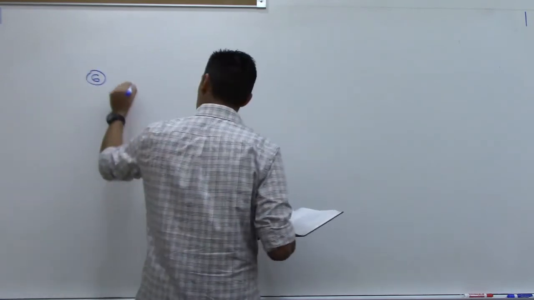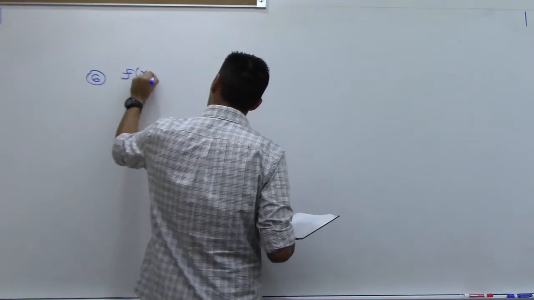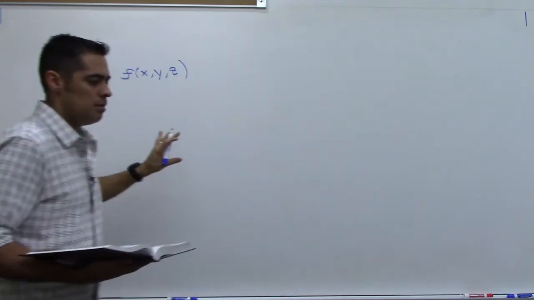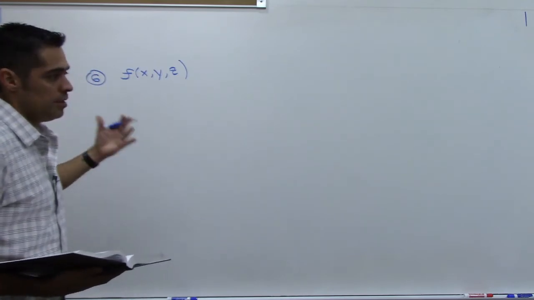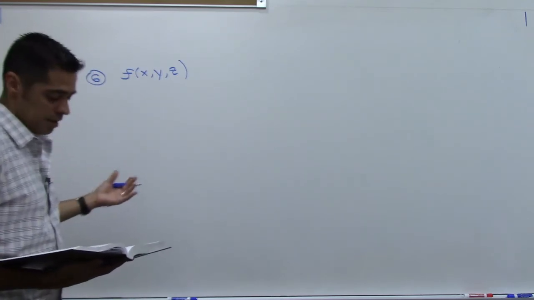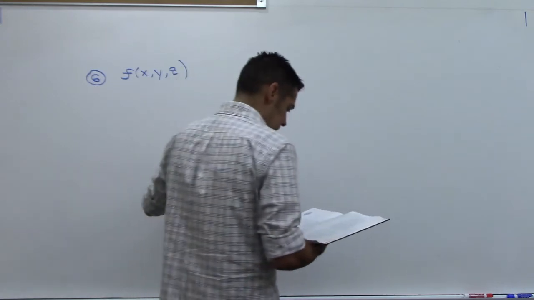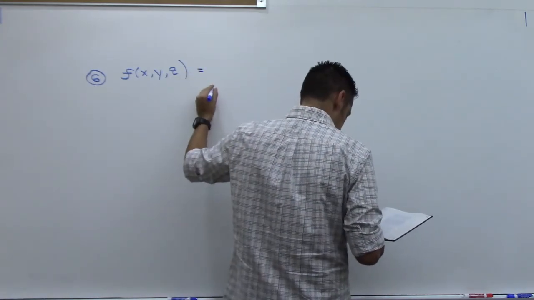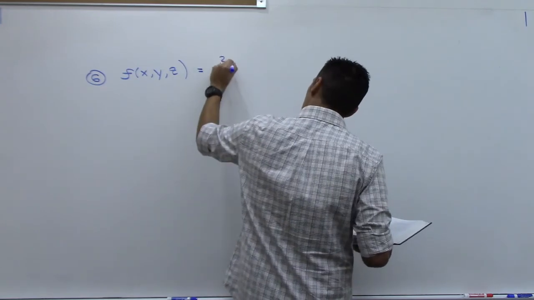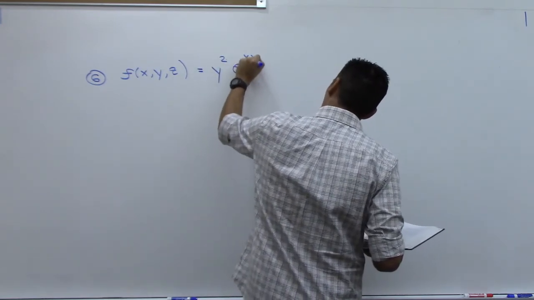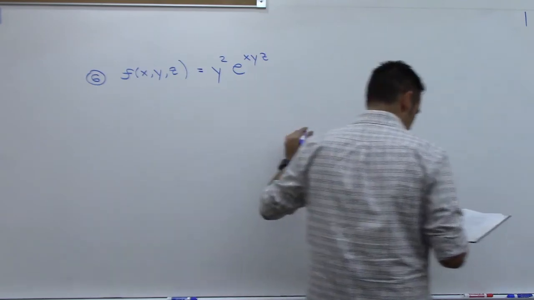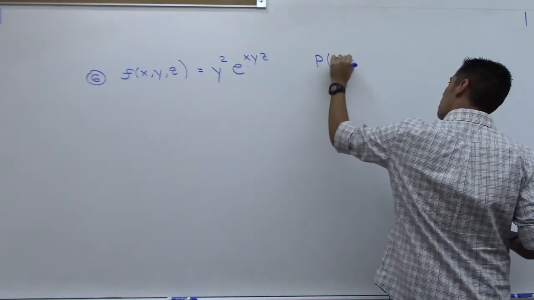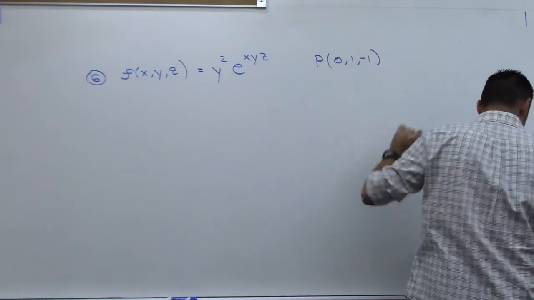So 6, now you have a function of 3 variables, which means the domain is 3-dimensional, the output's in 1 dimension, and we need 4 dimensions to see it, so we can't really see it. This is y squared e to the xyz. The point that they give you is the point (0, 1, -1).